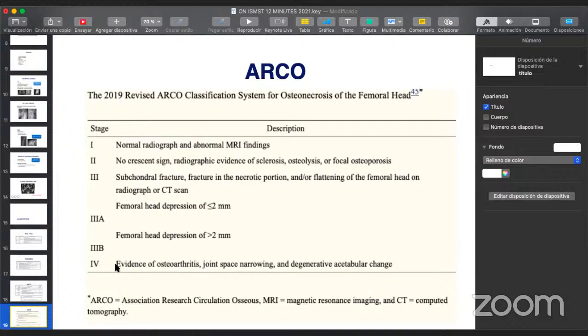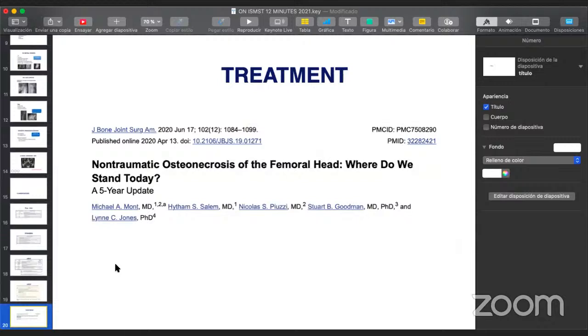ARCO 4 is when the femoral head is collapsed and there is evidence of osteoarthritis. This article, published in the Journal of Bone and Joint Surgery last year, shows us the different kinds of treatments in every stage.